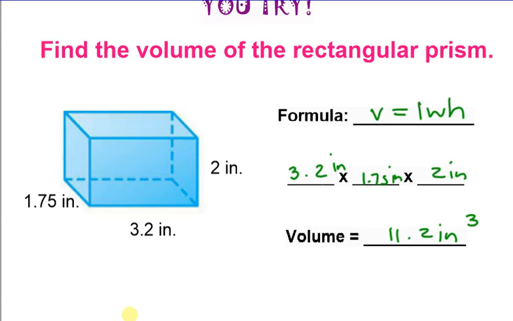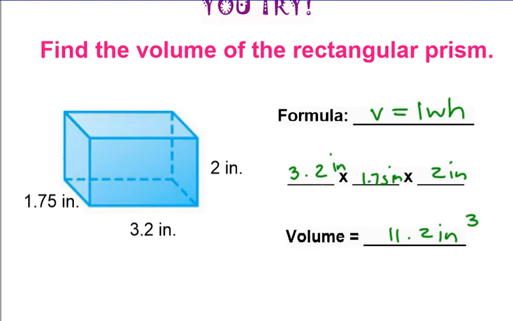Pause the video if you're not done. So for this one, our formula, again, volume equals length times width times height. 3.2 inches times 1.75 inches times 2 inches, and so your volume is 11.2 inches cubed, or to the third power.